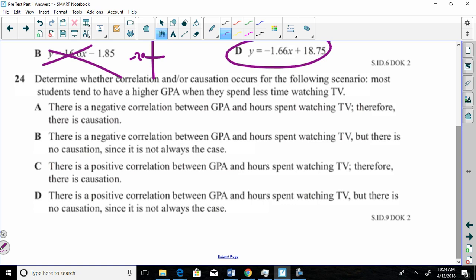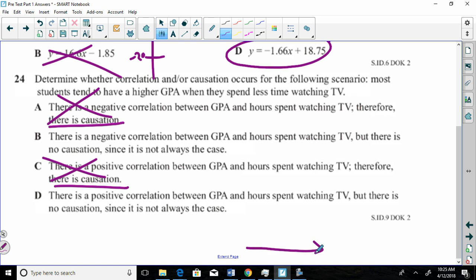Causation and correlation. It's saying the higher the GPA, the less time watching TV. Is that causation? Does watching less TV cause your GPA to be higher? Not necessarily, right? So these two say causation, so what should we do with them? Now, the higher the GPA, the less time you watch TV. So is that a negative or a positive correlation? If it's a more and then it's a less, a negative, right? Because the higher the GPA, the less time I watch TV. So it'll look something like that. So it would be a negative correlation.